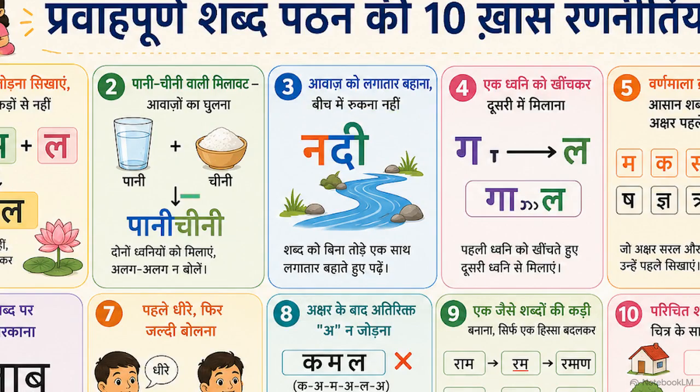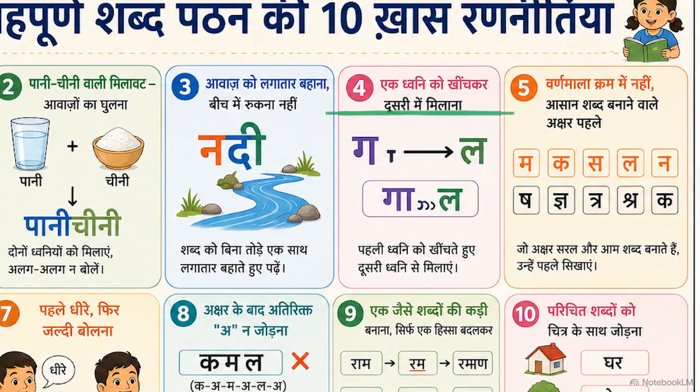This leads to our third strategy, maintaining a continuous vocal flow. Train children to keep their voice running smoothly, like a river, preventing any mid-word stops that break the word shape.